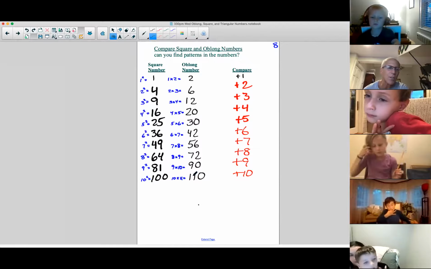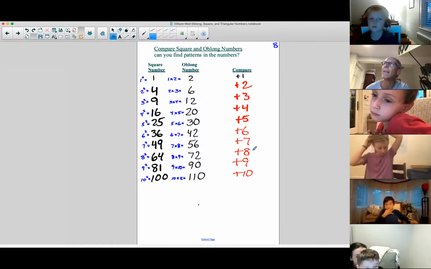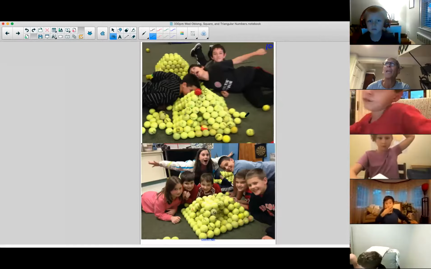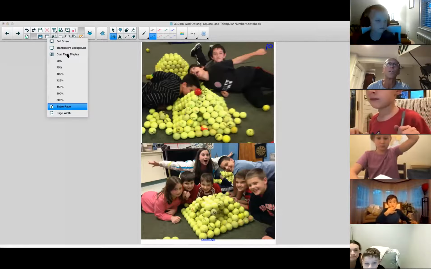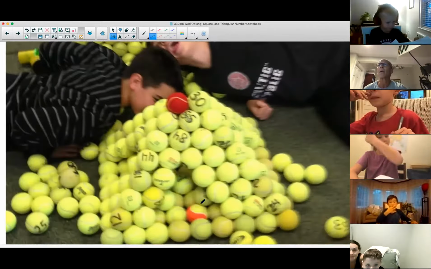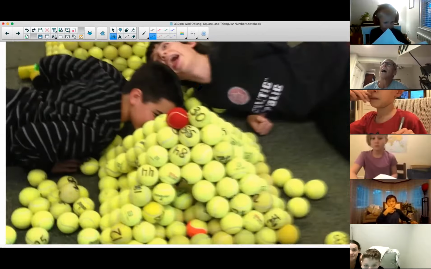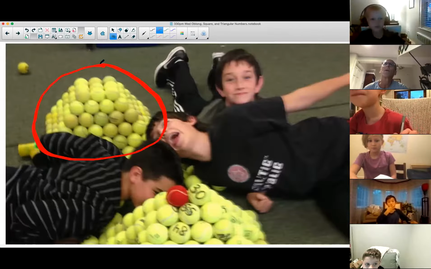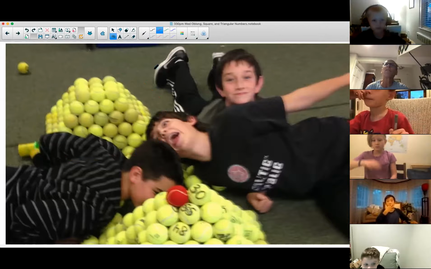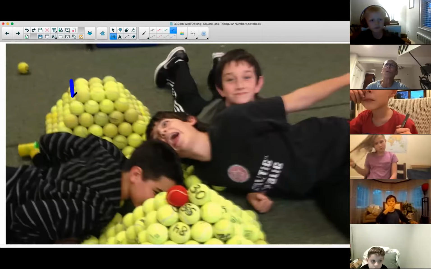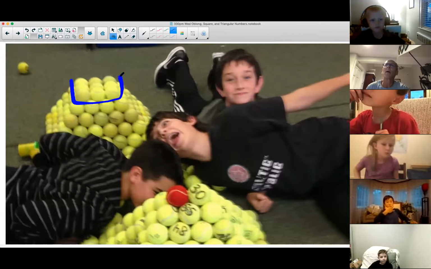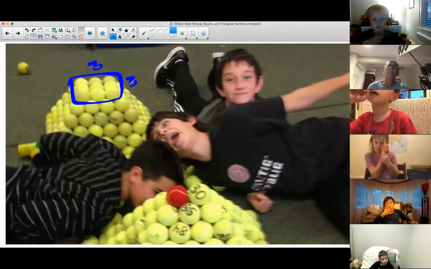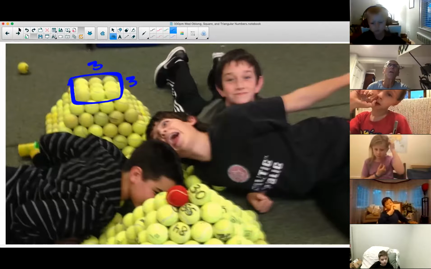Now, the last thing I want to show you is a project that I did a few years ago. Are you ready? Yes. If you notice, I'm going to show you two pictures. The first picture is actually, you see this right back here, that pyramid? Can you tell me what is the layer of tennis balls on the very top? Nine. Is that a 3x3, 9? Yes. That is a square number.